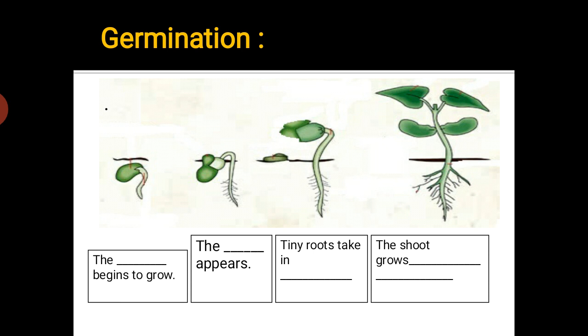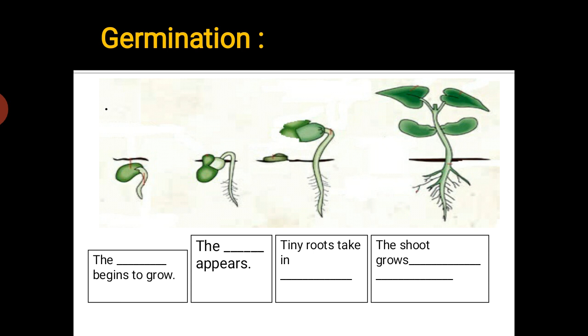Okay, now the next one is germination. As you have done it already, what is germination? When a seed is put into the soil in the presence of enough air, water and sunlight, it grows into a new plant. It is called germination. This is what we have done in the reading. So what is germination? When a seed is put into the soil in the presence of enough air, water and sunlight, it grows into a new plant. It is called germination.